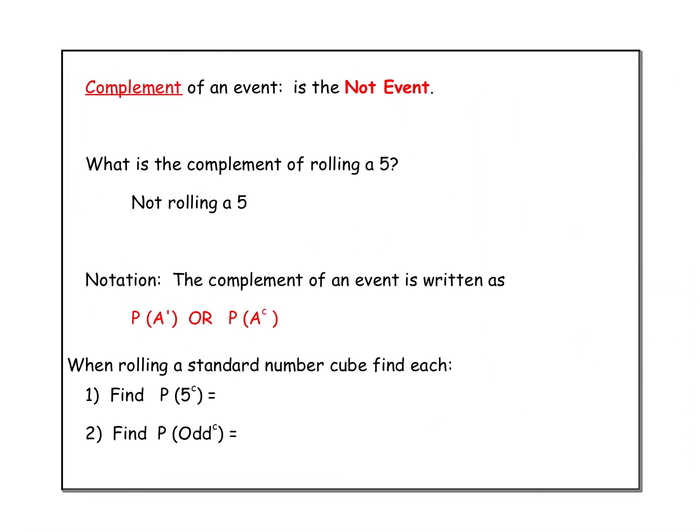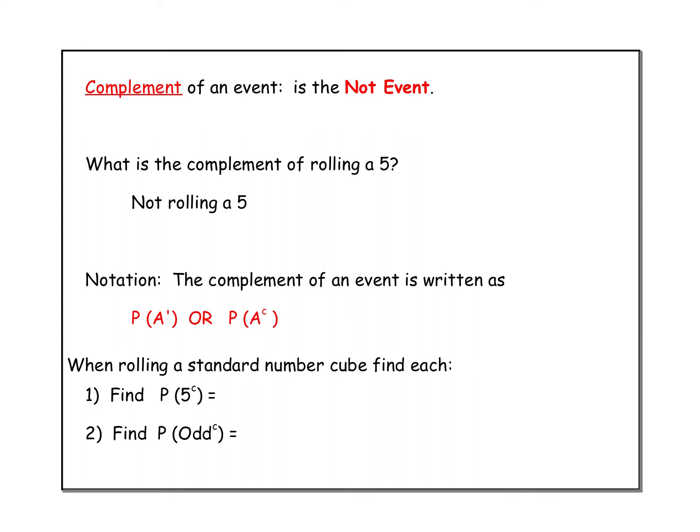A complement of an event is the not event. So what is the complement of rolling a 5? That would be not rolling a 5. The complement of flipping a heads would be flipping a tails. Do you see that? The complement is the not event. So what is the complement of rolling a 5? Not rolling a 5.